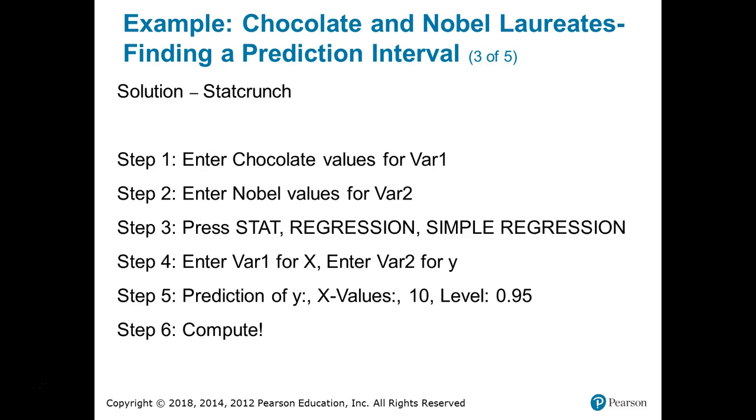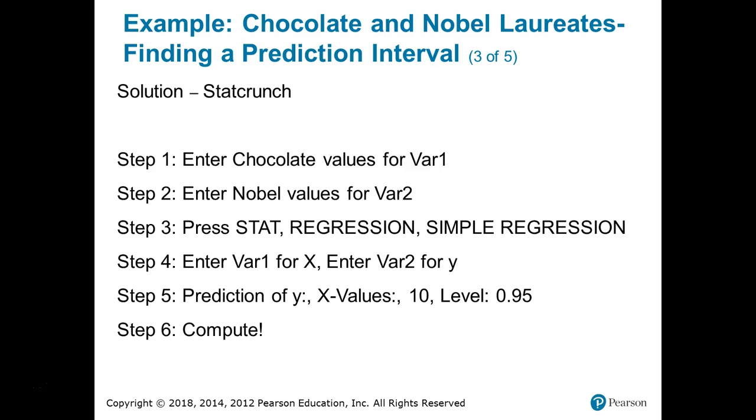And here are the steps. So first, go to StatCrunch, and then enter the chocolate values for variable 1. Step 2, enter the Nobel values for variable 2. Step 3, press Stat, Regression, Simple Regression. Step 4, enter variable 1 for x. Step 5, enter variable 2 for y.